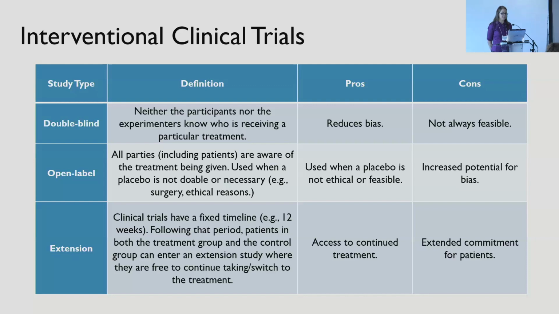Double-blinded means that neither the participant nor the experimenters know who is receiving which treatment. This helps to reduce bias, but it's not always feasible, especially with rare diseases. There are often really small groups of patients available for these studies. Open label is where the studies often move into, when all parties are aware of which treatment is being given. It's often used when a placebo is not doable. And a placebo is not the real drug. It's often a sugar pill, so it's not doing anything.